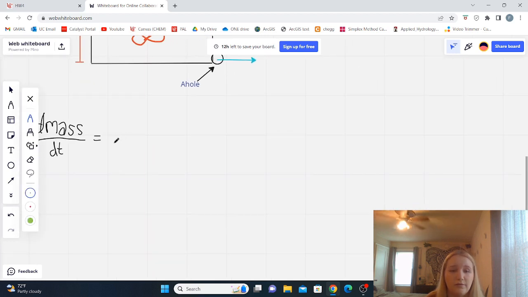So for that, we'll have our rho in, our density going in, multiplied by our Q in, minus our density out, rho out, multiplied by our Q out.